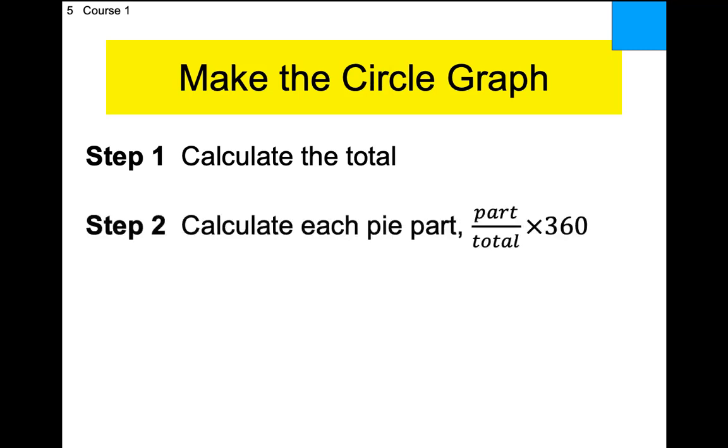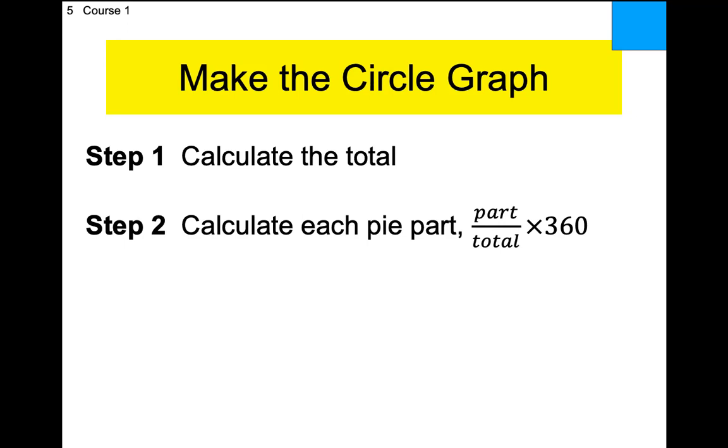Here's the more challenging part. You can use a calculator, it's fine. You're going to calculate the percentage of each pie part. So how do you do that? Well, you're going to be given a category. You're going to take that category, and this will make sense when we do one, don't panic. You're going to take that category with the part, let's say you have 10 of them. You're going to divide that by the total that you calculated in step one. And then you're going to multiply by 360.